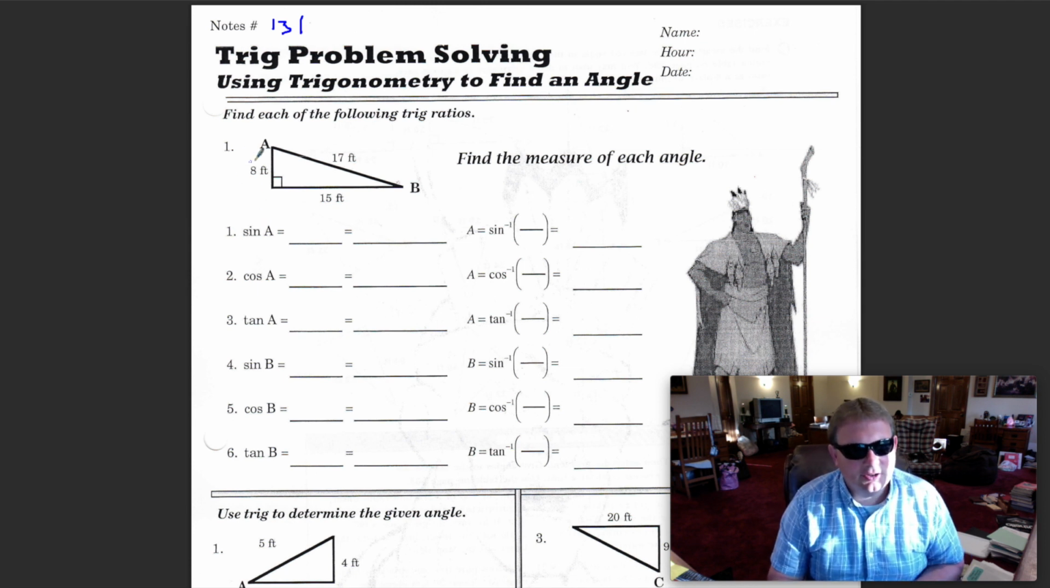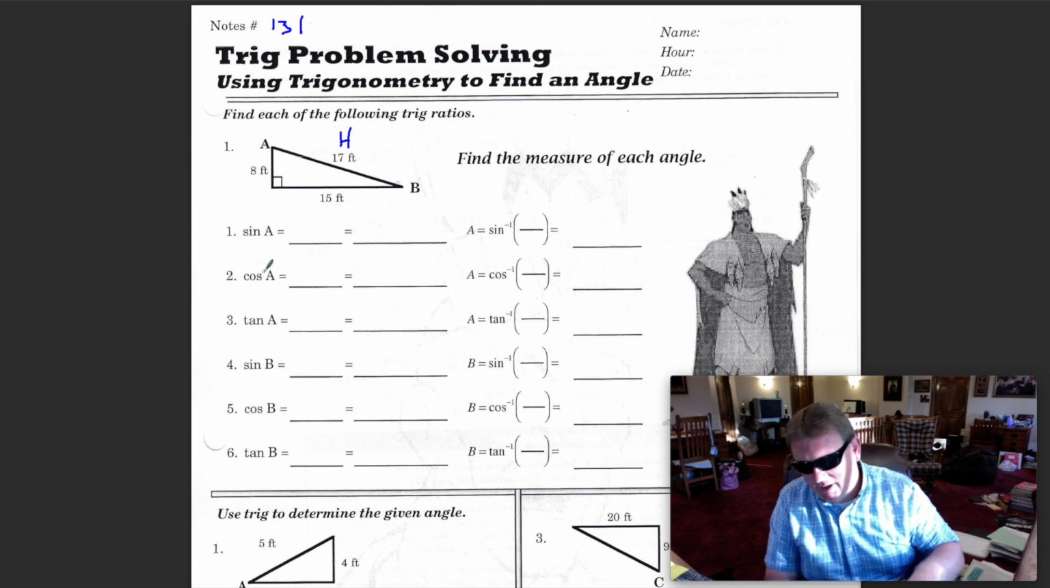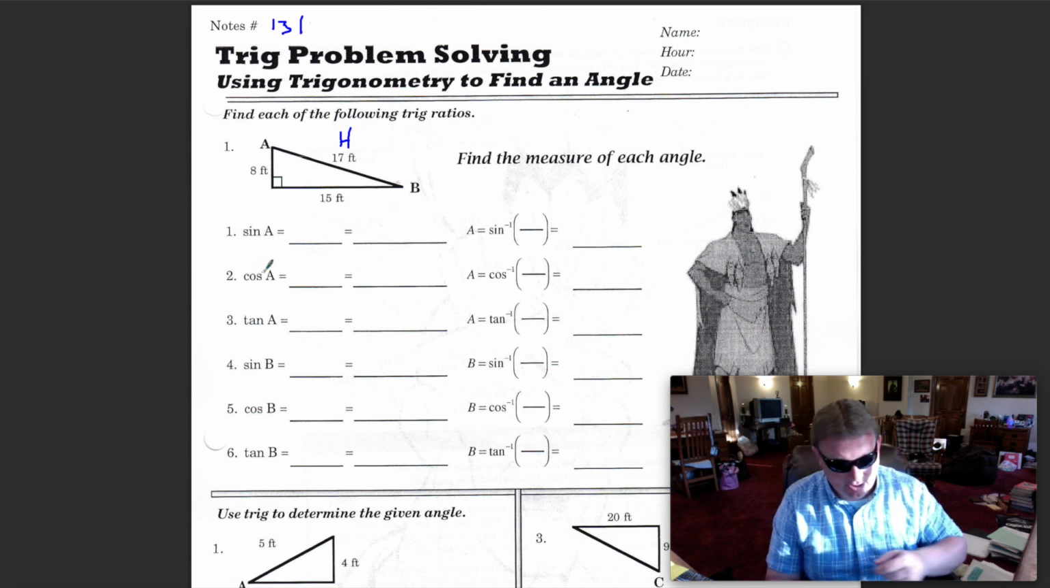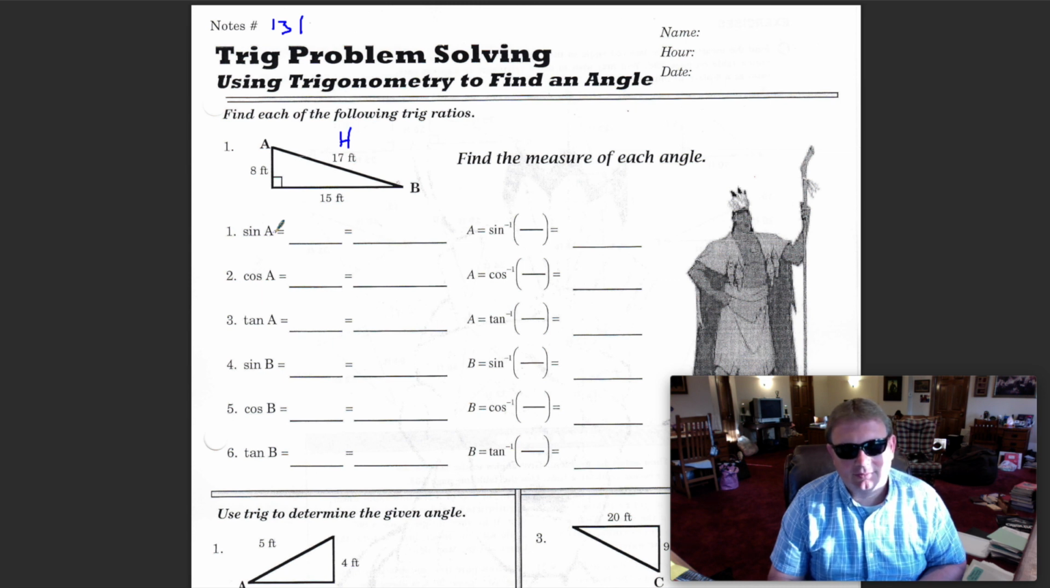So here's the triangle. It's a Pythagorean triple: 8 squared plus 15 squared equals 17 squared. And so 17 would be the hypotenuse no matter what angle we're at. But sine of A, cosine of A, and tangent of A. Elijah, what's sine? Opposite over hypotenuse, yes, O over H. What's cosine, Preston? Yeah, A over H. What's tangent, Cole? O over A. Very good.